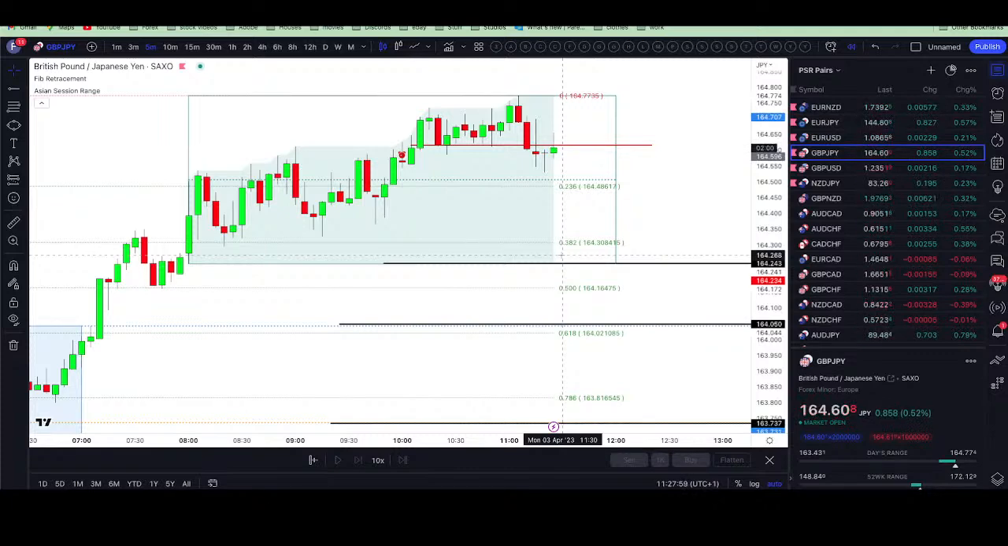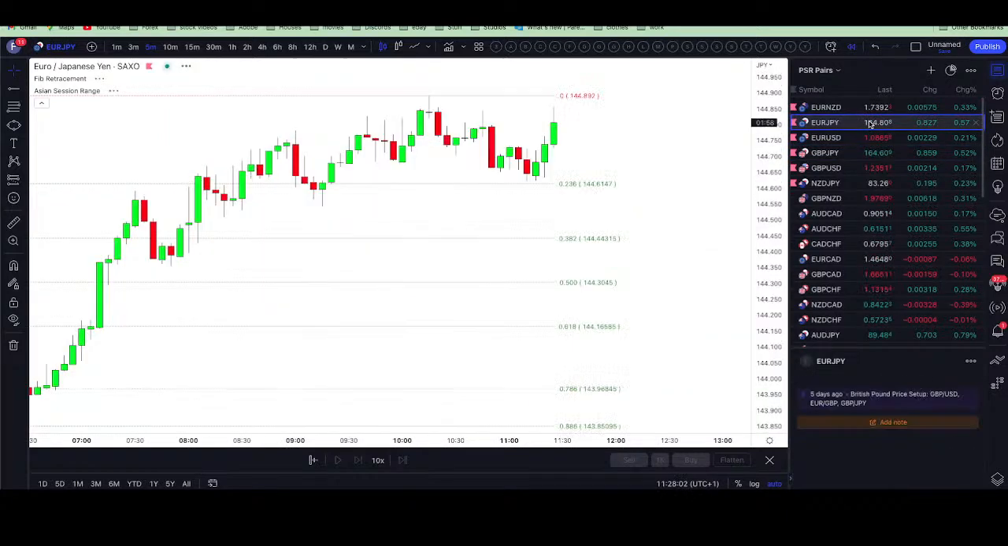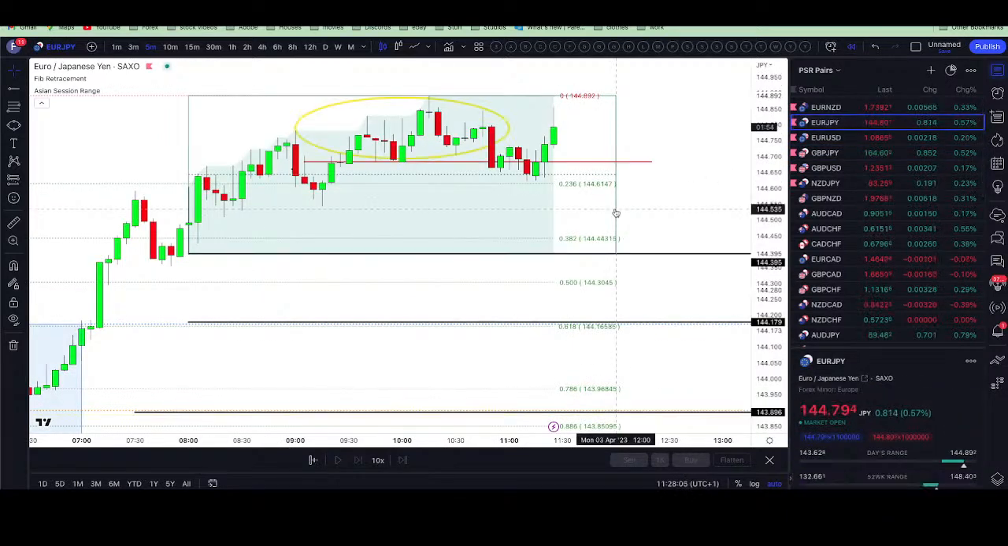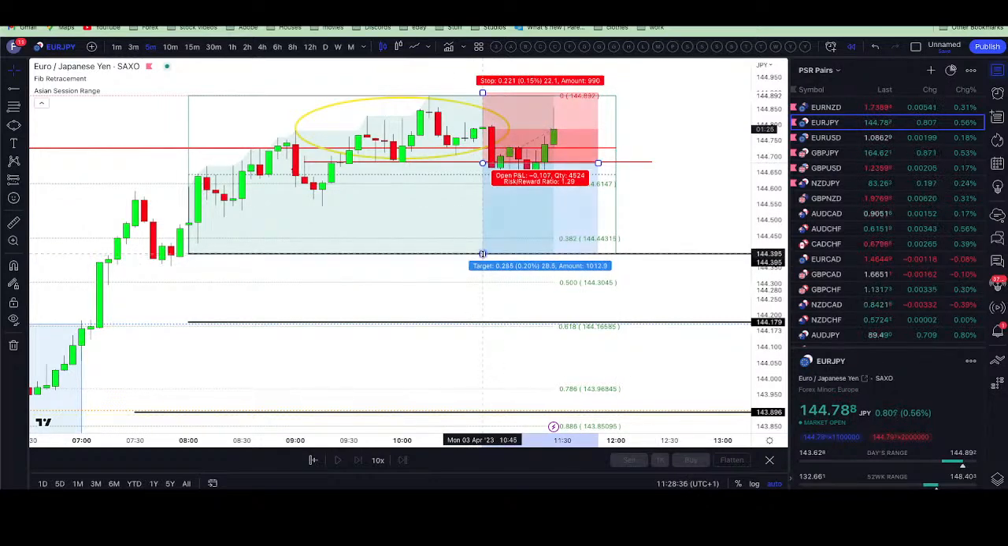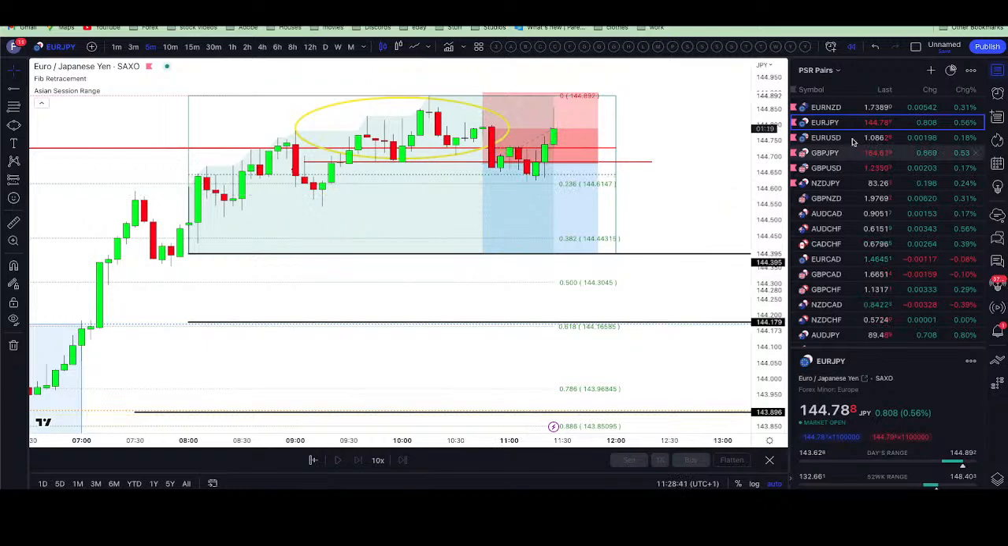Let's see if GJ will respect. EJ's done an aggressive push back up to the highs. Looks like he wants to go for a stop loss. Let's see. Again, you saw how it just rejected off of that London session open, London session mid-range.